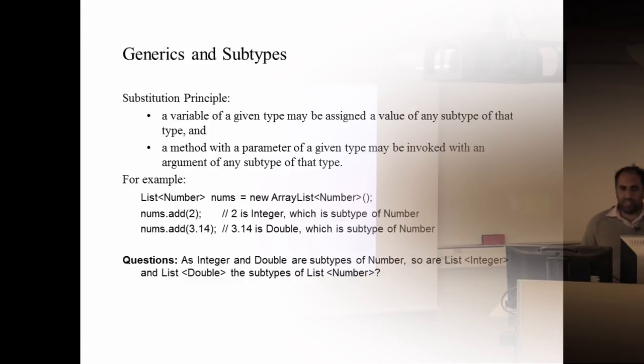And then Java has this substitution principle for subtypes. What does this substitution principle say? It says that a variable of a given type may be assigned a value of any subtype of that type. So if you have a variable of a type, you can assign to it a value of the same type, and also a value of its subtypes. And a method with a parameter of a given type may be invoked with an argument of the type specified in its definition or any of its subtypes. So that's the substitution principle.